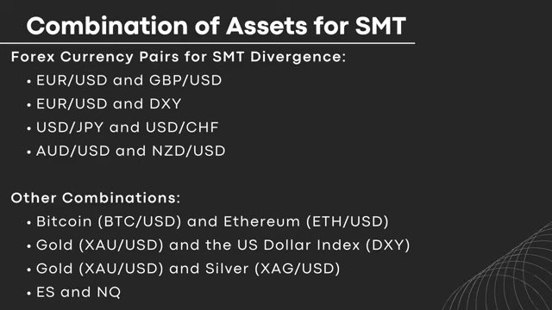So below we've got the combinations for other types of traders as well. If you trade gold, then you can use either DXY or silver for finding SMT. If you trade Bitcoin, then you can use ETH or Ethereum for SMT. If you trade ES, then you can use NQ for finding SMT divergence, right? As simple as that.